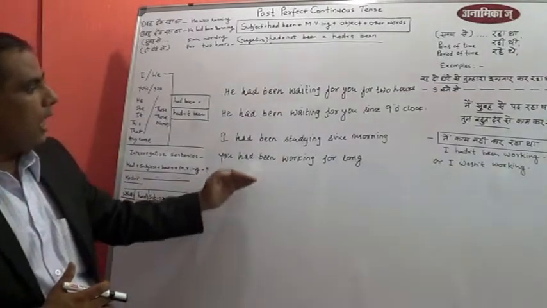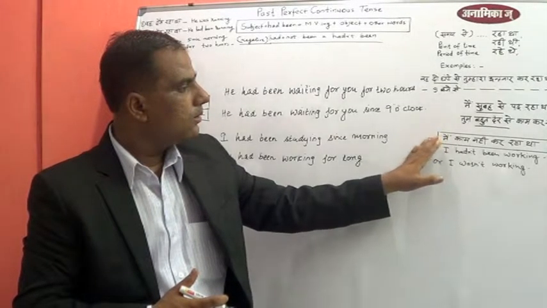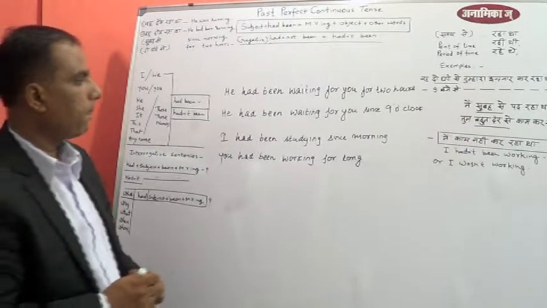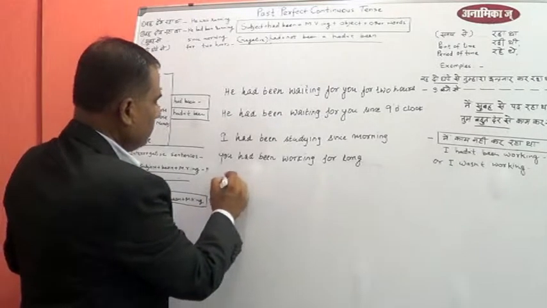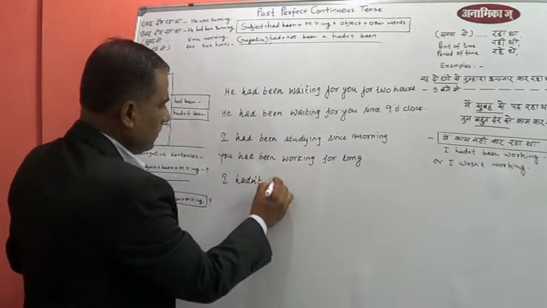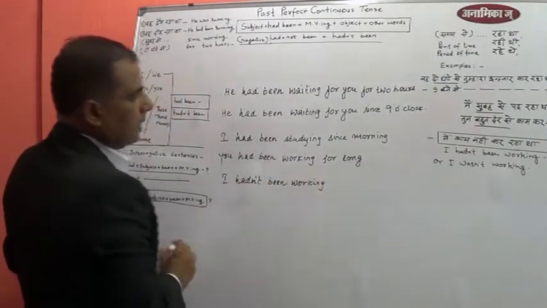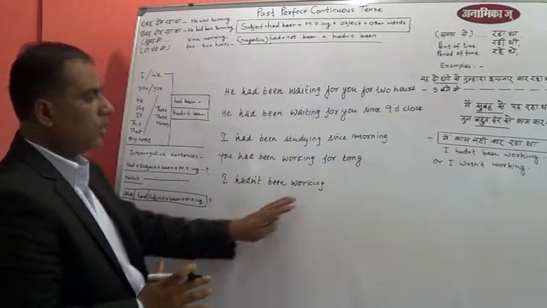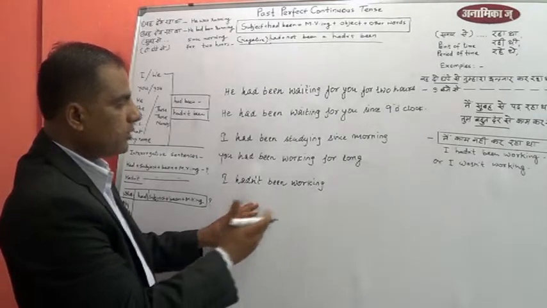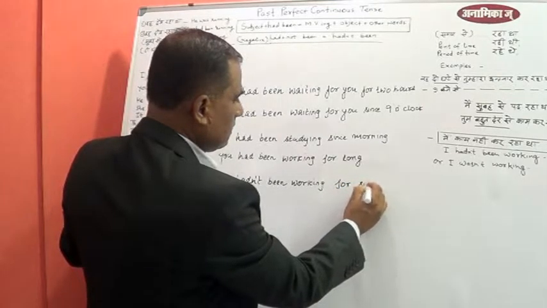So let's see how we can make a negative sentence. मैं काम नहीं कर रहा था. So we can say I hadn't been working. अगर हमें इसके अंदर कोई पीरियड ऐड करना है, we can always do that. Let's say for 6 months. So I hadn't been working for 6 months.